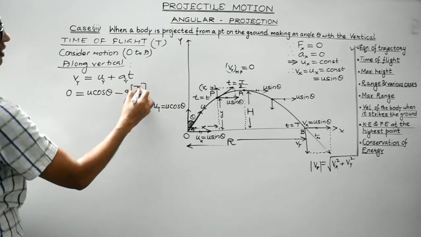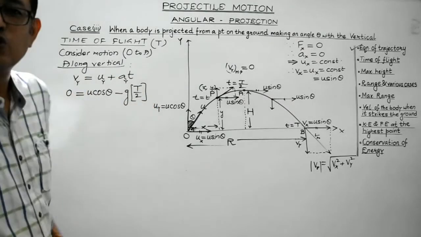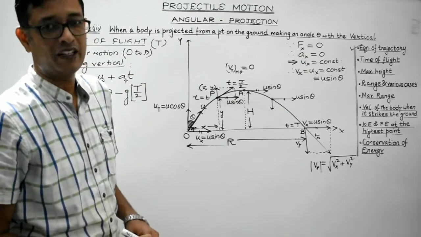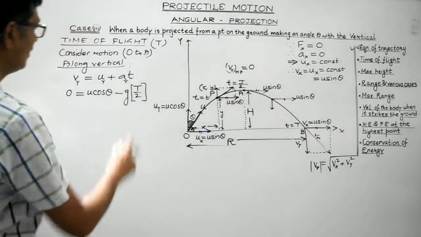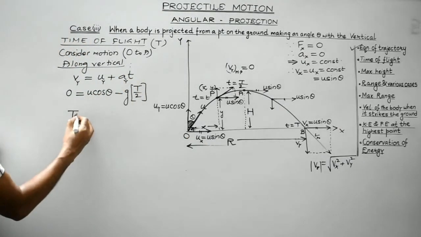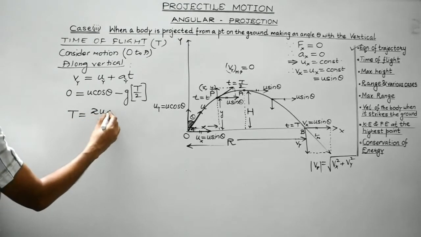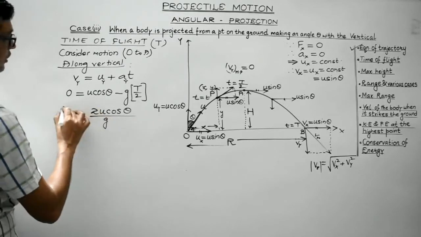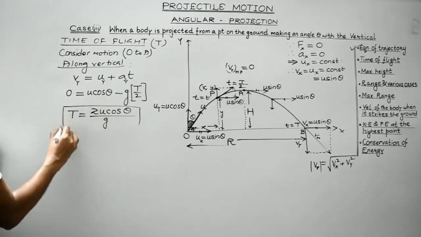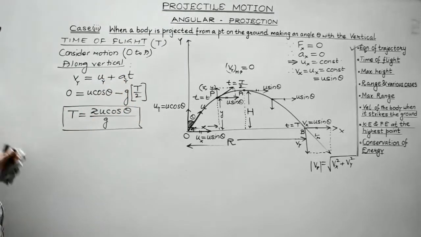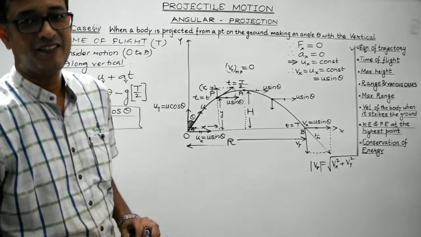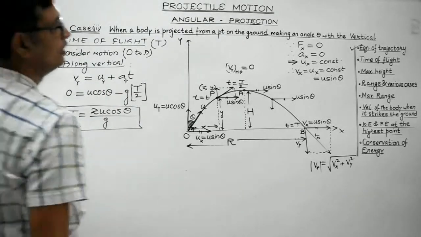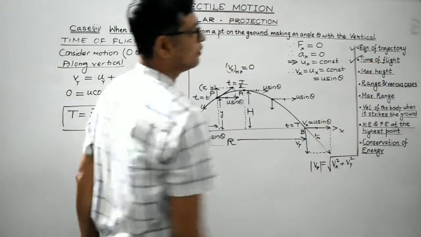Simple. Just in a single step, we are able to obtain the expression for the time of flight. That's so simple, right? So, rearranging the terms, what you get is T is equal to 2u cos theta divided by g. So, this is the expression for the time of flight, right? It's very simple. So, we have obtained the expression for the time of flight as well.